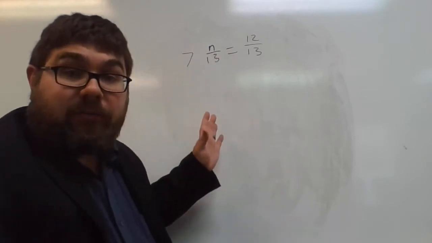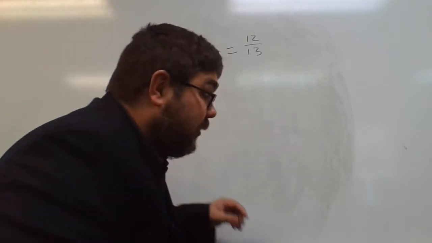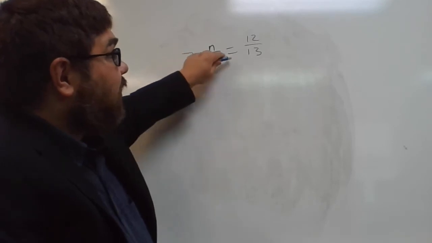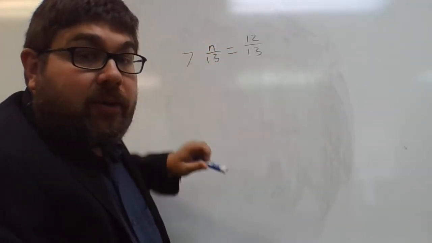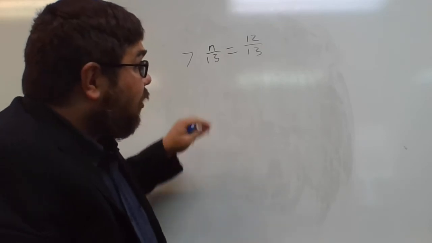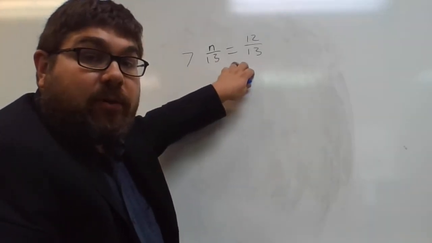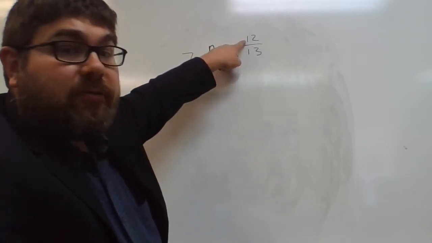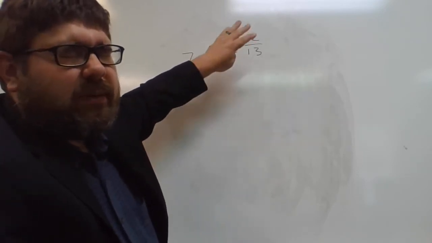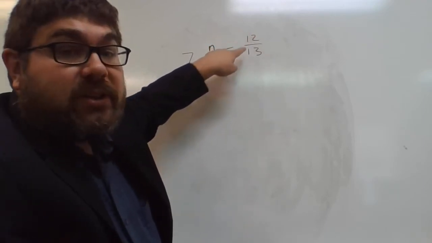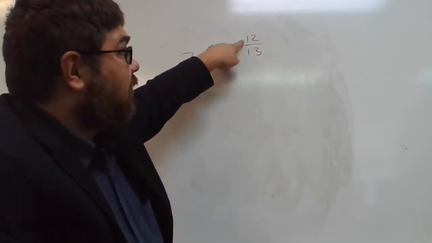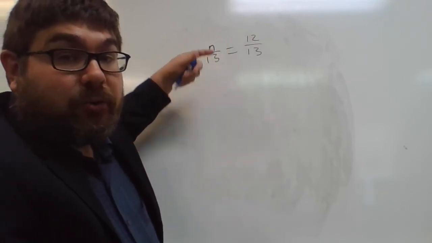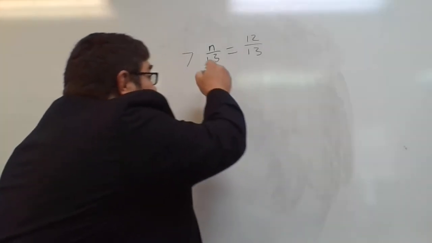Number 7 doesn't look difficult. It's actually like the easiest one in here, and let me show you why. So n divided by 13 equals 12 divided by 13. In this case, because the denominators are both 13, if one numerator is 12, the other numerator is also 12. In this case, n equals 12.